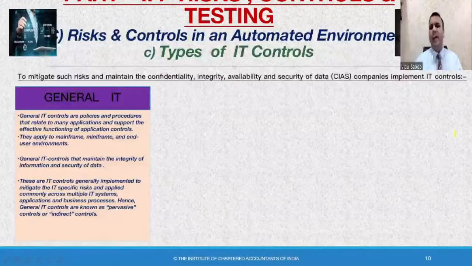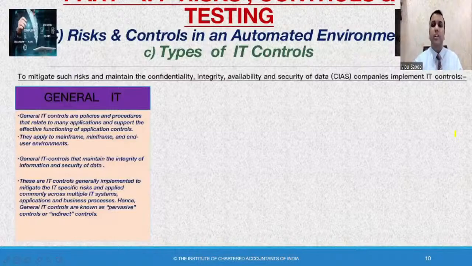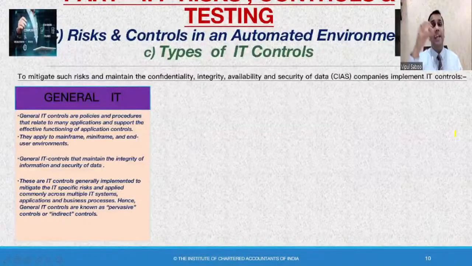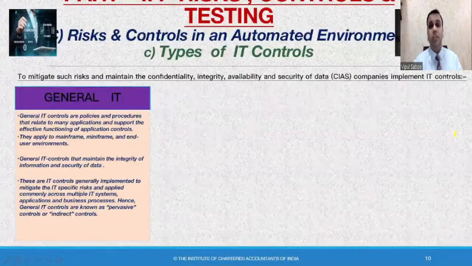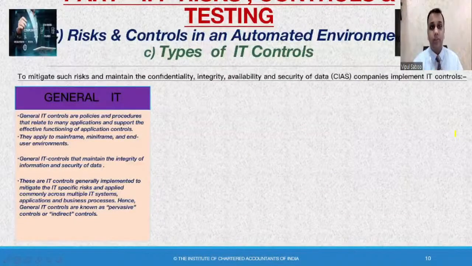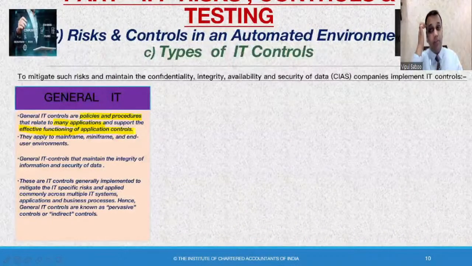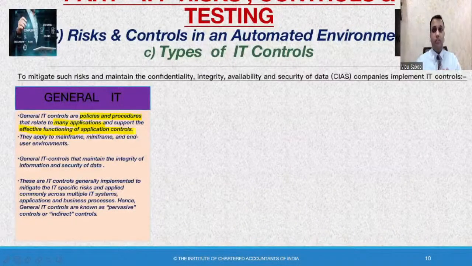General IT controls we'll find in every kind of organization. Wherever there is business automation, there is information technology, information systems being used, the general controls would have to be put into place by everyone. Every organization, be it from any sector, any industry, they have to put in place these controls. So general IT controls are policies and procedures that relate to many applications and support the effective functioning of application controls. So general IT controls are general.